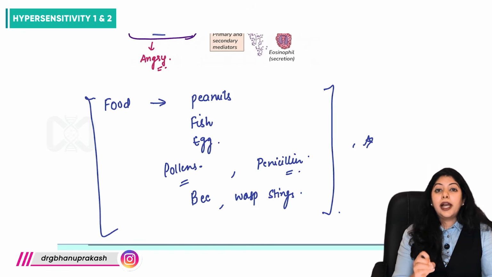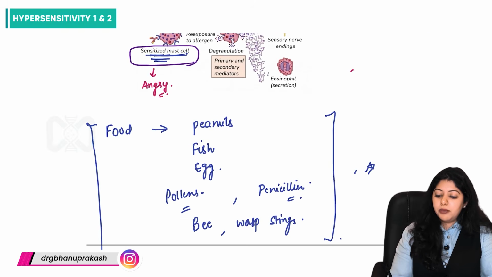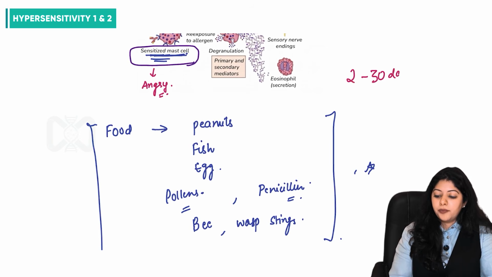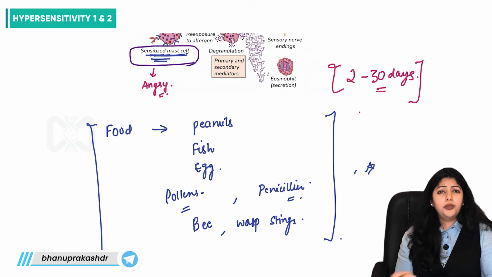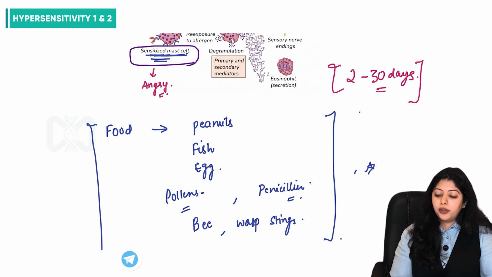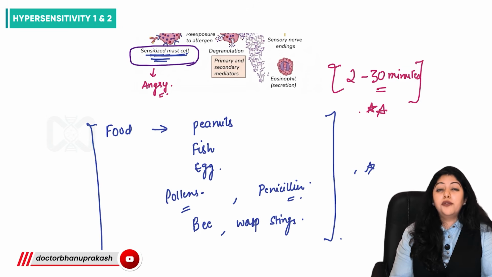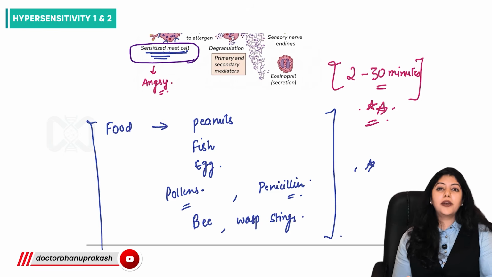And the time duration between the exposure and the development of symptoms is just between 2 to 30 days. So if you have been stung by a bee, all of the following reactions, whether it is swelling, blood vessel dilation, or smooth muscle contraction, all of that occurs within a span of 2 to 30. It's not days, it is 2 to 30 minutes. So all of that occurs within a span of a few minutes only, right? So this is why it is known as a rapid type of hypersensitivity reaction.